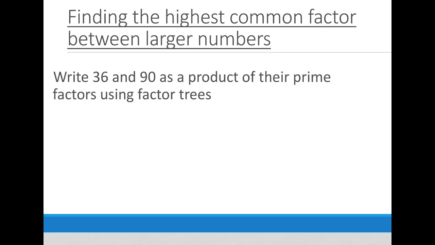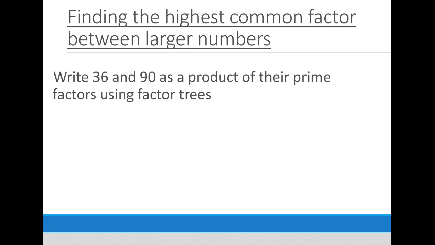What happens when the numbers are larger? Let's look at these. We've got here the numbers 36 and 90. If I was going to list all of my factors for 36 and 90, it would take me quite some time. And I also would be a little worried that I'd missed one out. And if those numbers get much bigger, that would be taking a considerable amount of time. So what we can do is actually use our knowledge of prime factor trees for these.